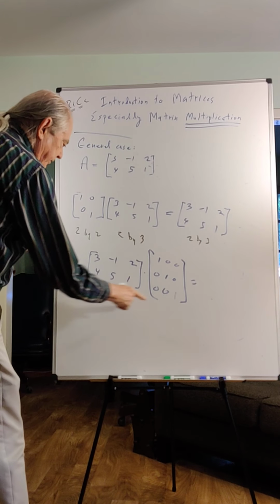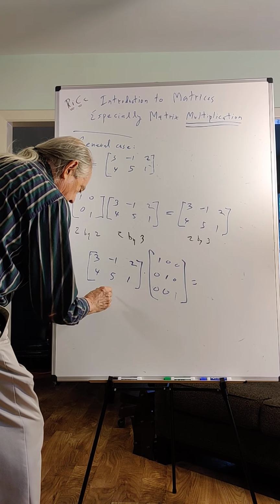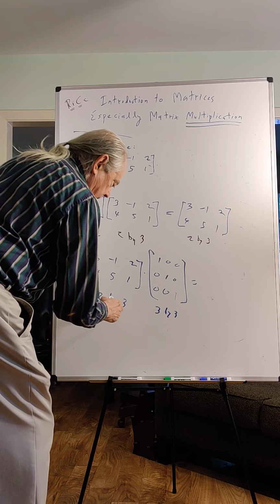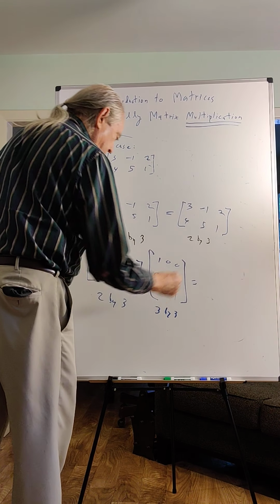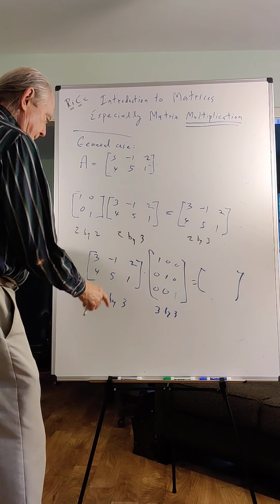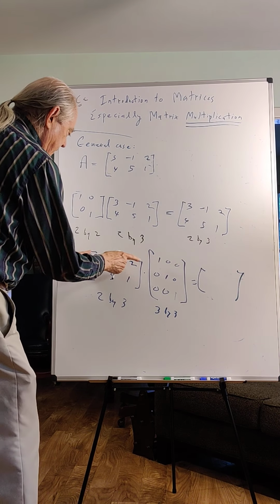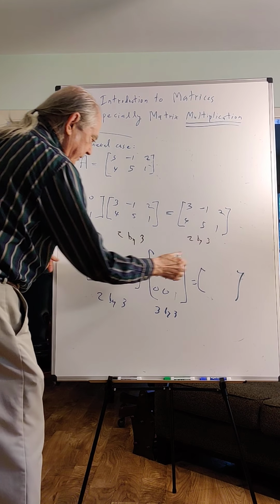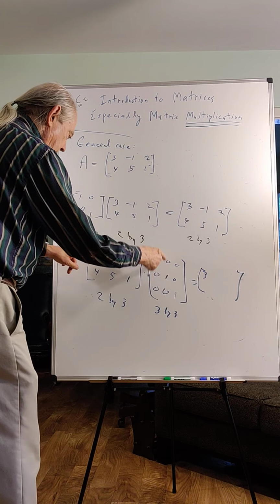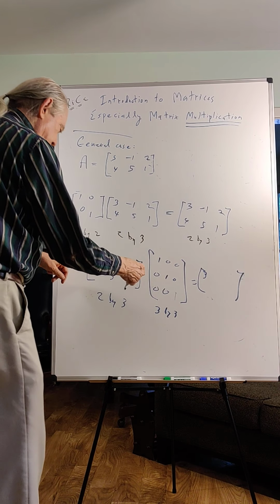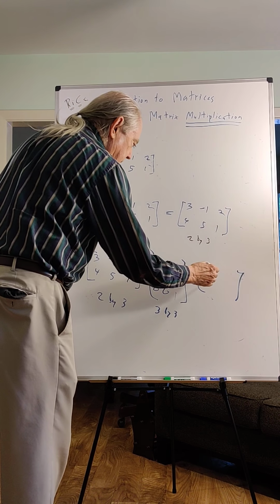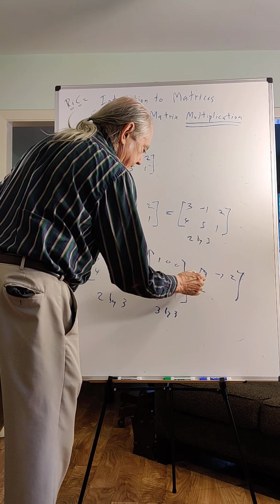So we have 2 by 2, 2 by 3, 3 by 3. These are equal. The answer is going to be 2 by 3. Upper left is 3 plus 0 plus 0. Upper middle is 0 plus -1 plus 0. You get the idea, I hope.